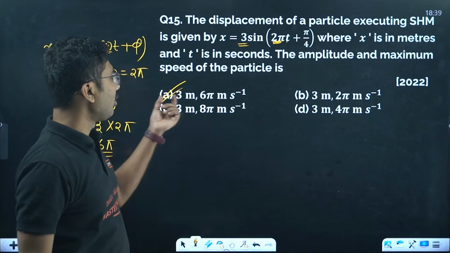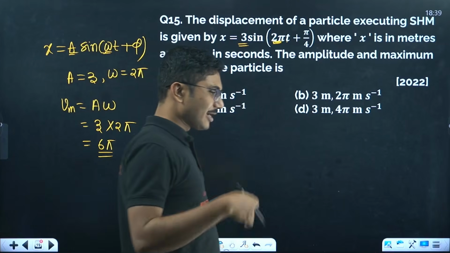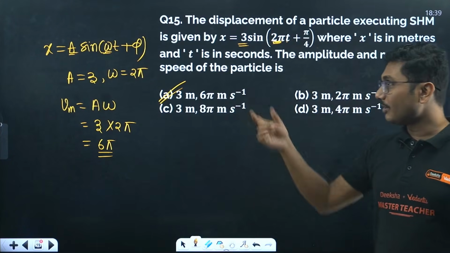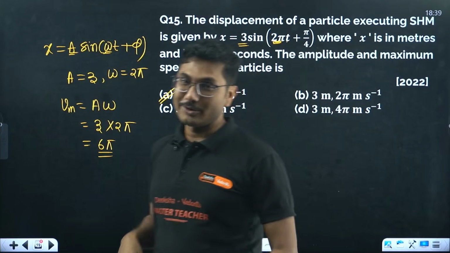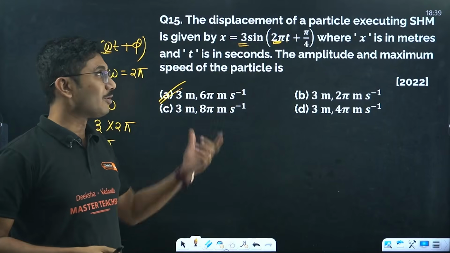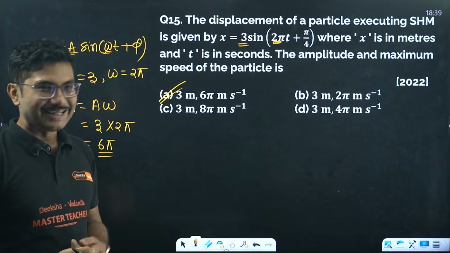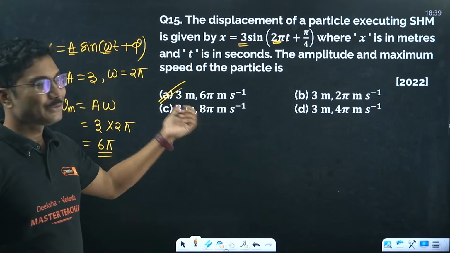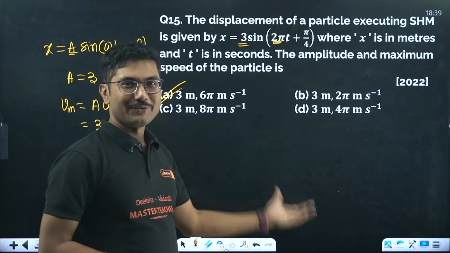Now if you see that all options have 3 meter, I don't know why they have given amplitude. Maybe they are just trying to give you a hint that all the amplitudes are given the same, that means amplitude is 3. Just put that in your mind. If you have forgotten the formula, remember that amplitude is 3. So sometimes they might give some hint like this, just to give you a hint.